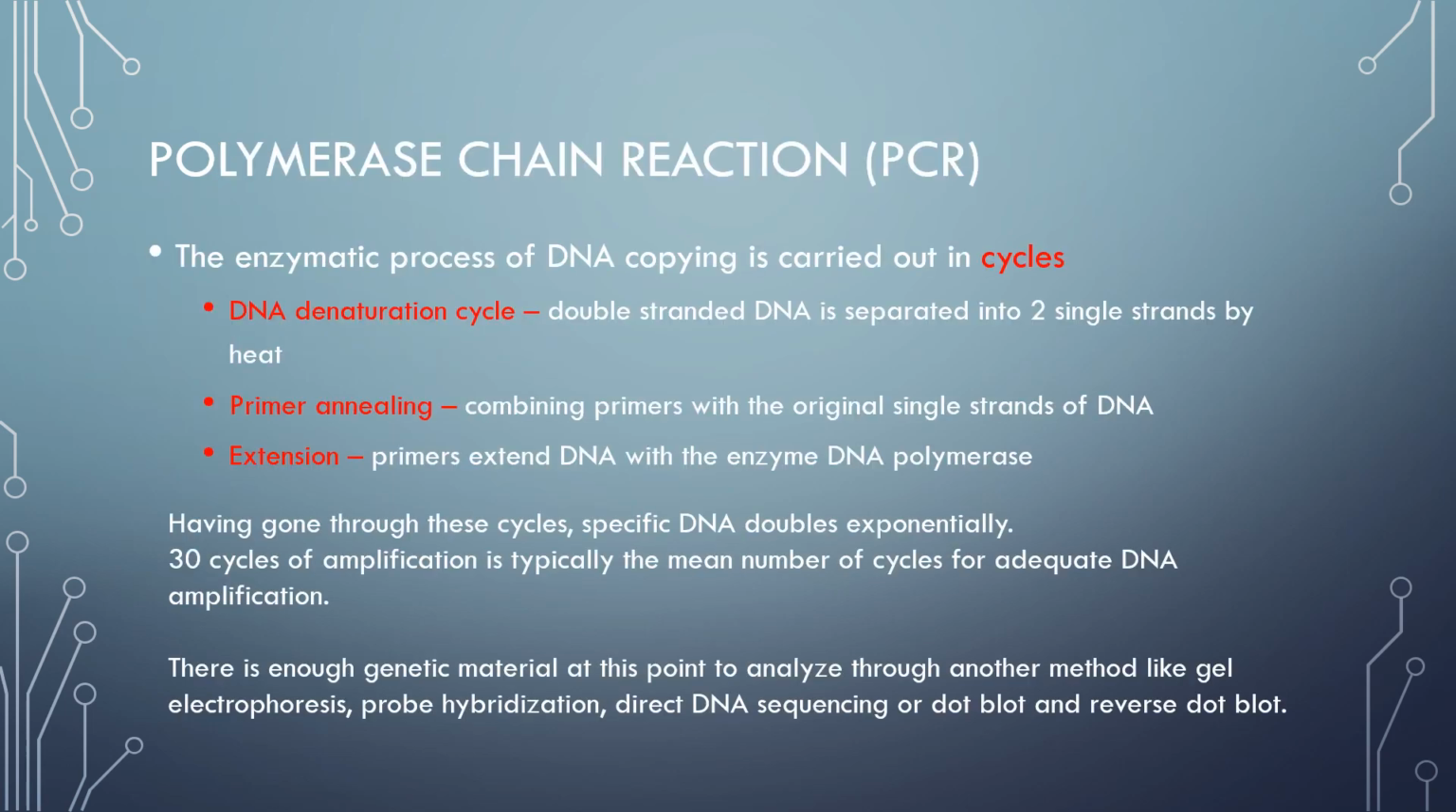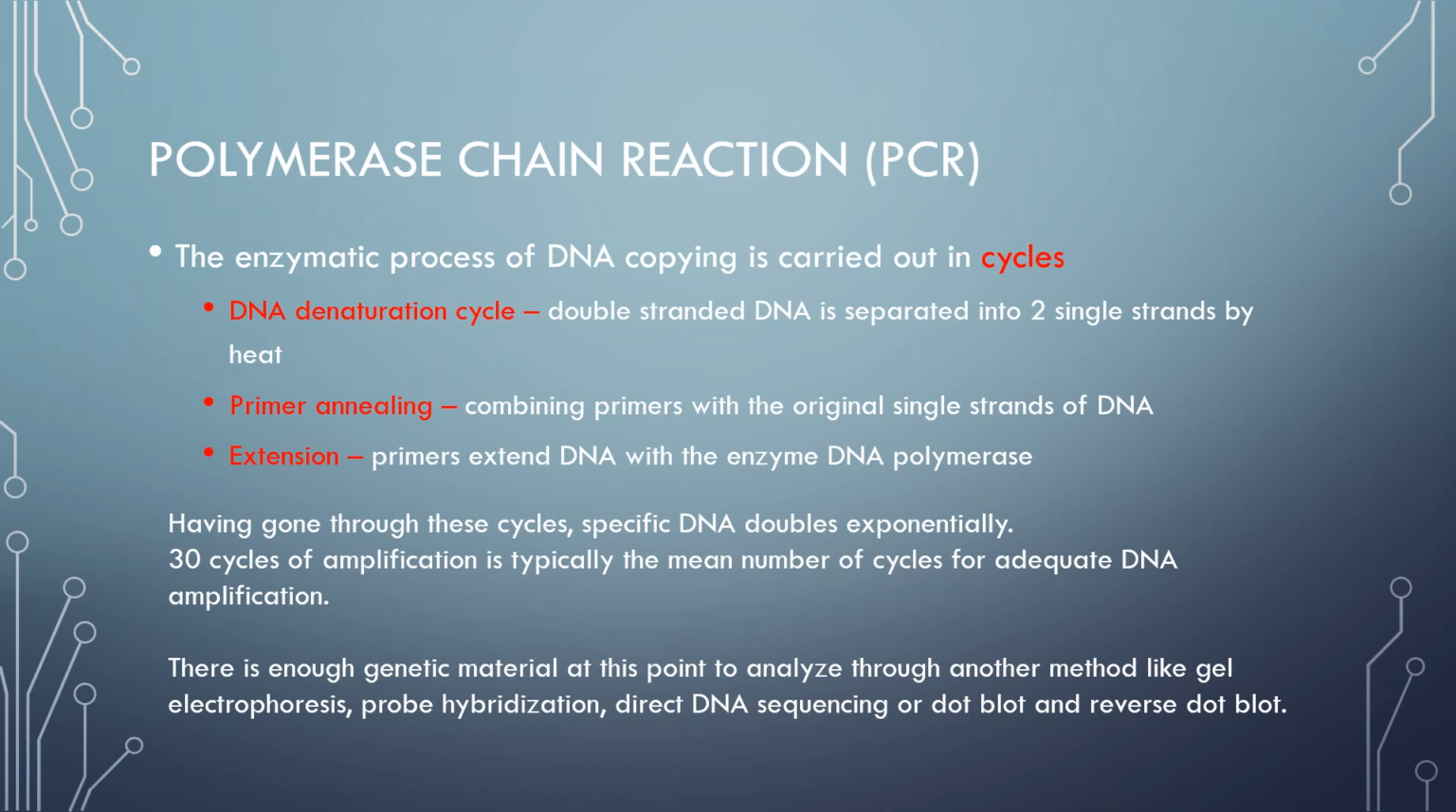So copying DNA is an enzymatic process, and that is carried out in three different cycles. Those cycles are called the denaturation cycle, the primer annealing cycle, and the primer extension cycle. In the DNA denaturation cycle, basically strands of DNA are unwound, and this occurs in about 15 to 30 seconds at 95 degrees Celsius.